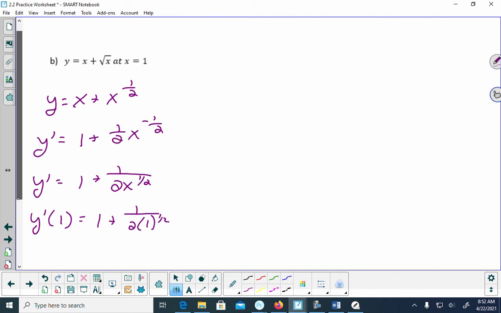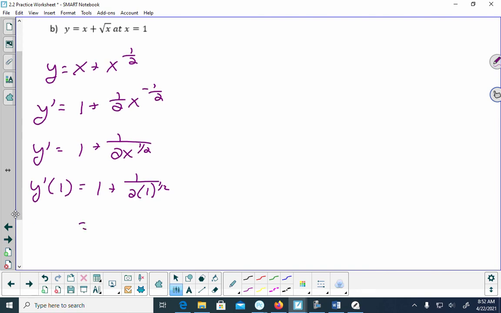So 1 to the 1/2 power would be 1 times 2. So this is going to be 1 plus 1/2, and my final answer is going to be 3/2. So that is my slope or my derivative at 1, however you want to write it.